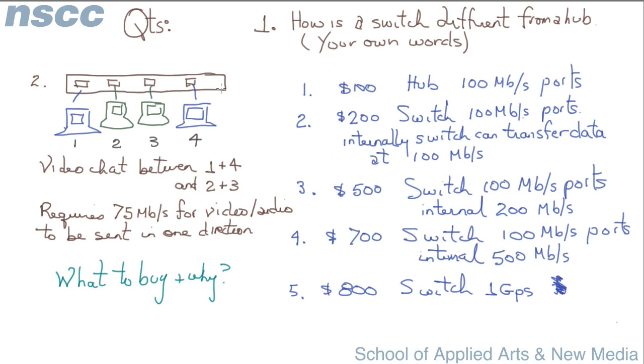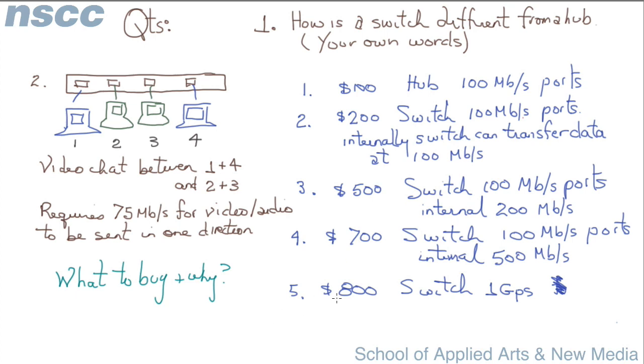So can this simply be a hub if all the ports here are 100 megabits per second? Can it be a $200 switch if the ports are 100 megabits per second, and internally this switch can transfer data at 100 megabits per second? So it can just move data from one point to the other, but it can only move it at a rate of 100 megabits per second. The third option is a $500 switch, which can move 200 megabits per second internally. Each of the ports are still Fast Ethernet at 100 megabits per second. The $700 machine internally, the difference here is that it can move data internally at 500 megabits per second, but make sure you use the cheapest switch possible.